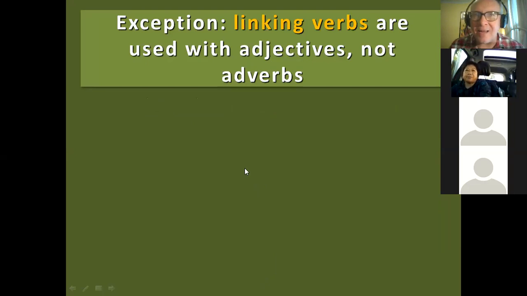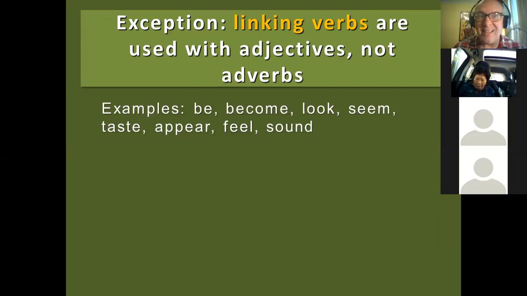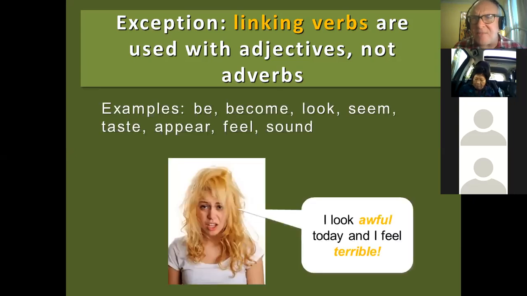Exception. Linking verbs are used with adjectives and not adverbs. Examples: be, become, look, seem, taste, appear, feel, sound. These are verbs, but they don't describe actions. We're describing things, or people. For example, I look awful today and I feel terrible. Look and feel are linking verbs. So instead of using awfully or terribly, we just use the adjectives awful and terrible. This is a good list to memorize.